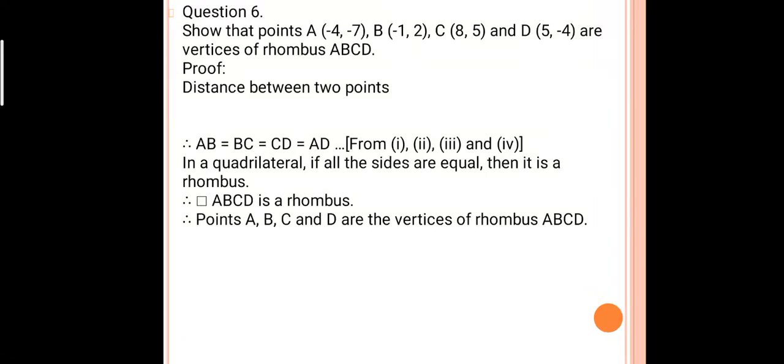Good morning, students. In the last session, I explained coordinate geometry. In this session, we are also going to learn some examples from point 1. And in the next session, I will explain the new topic, the distance formula.